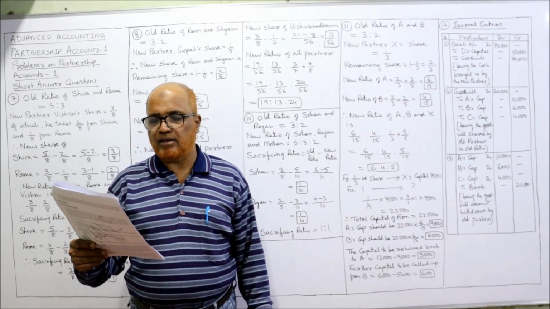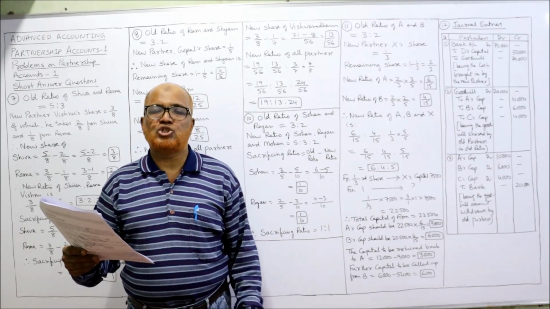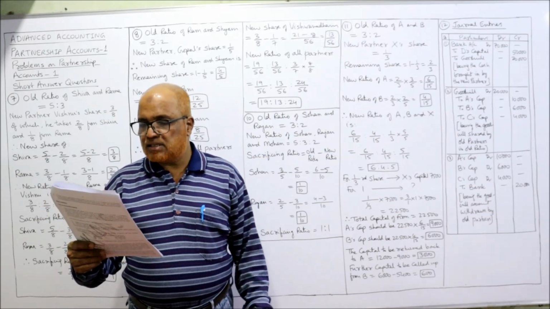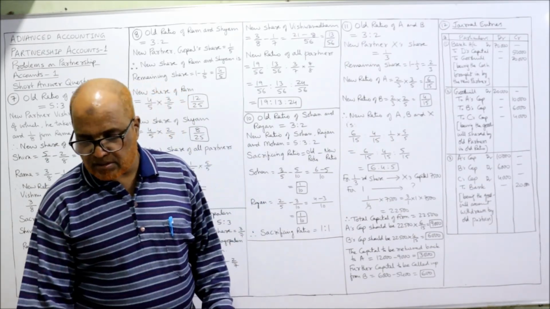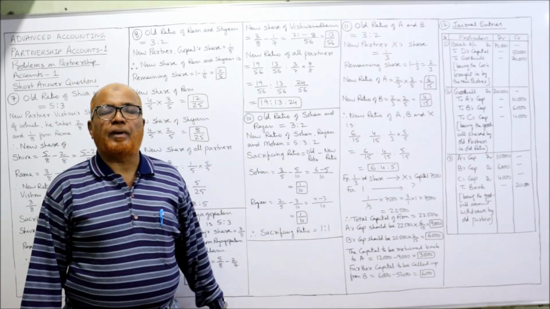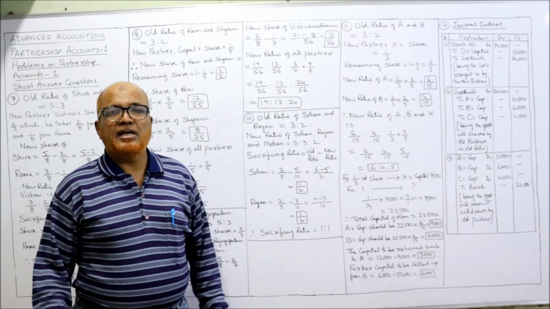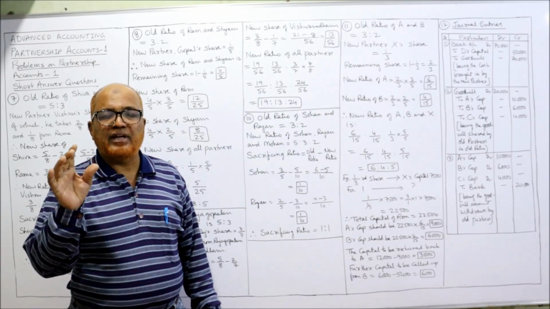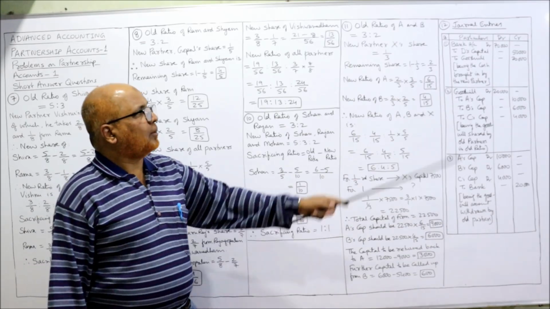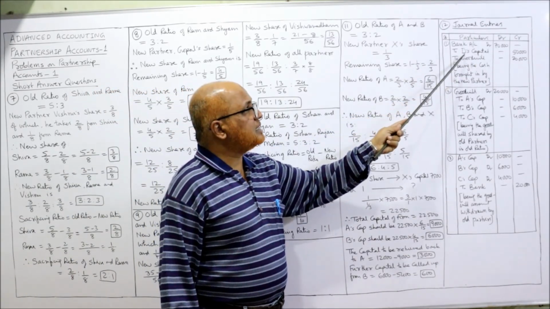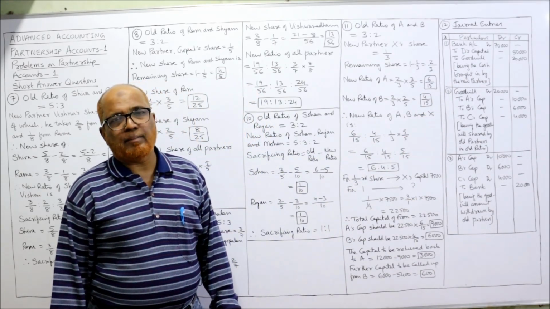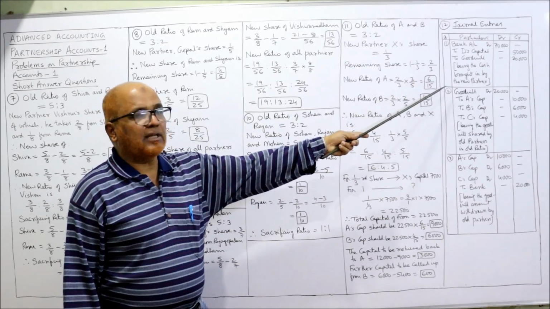Pass journal entries. In this problem, we simply have to pass the journal entries: how the goodwill will be recorded and how it will be shared. It is given that the old partners withdrew goodwill from the business. So when cash is brought by the new partner, debit the bank account. The new partner is bringing 50,000 capital and 20,000 goodwill, total 70,000. Bank account debit 70,000, to capital 50,000, to goodwill 20,000. Goodwill account is created by 20,000, being the cash brought by the new partner.